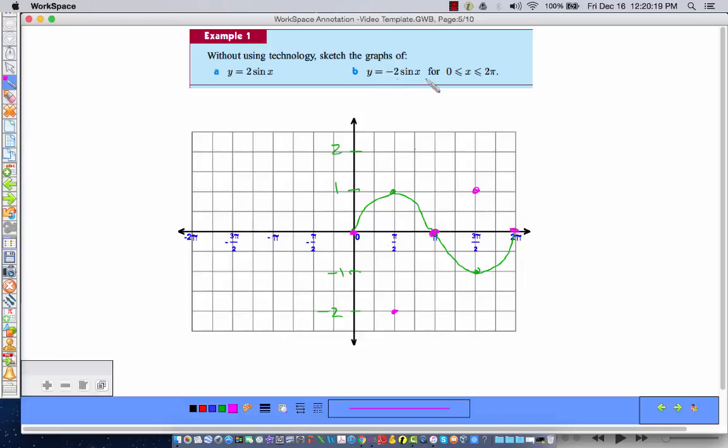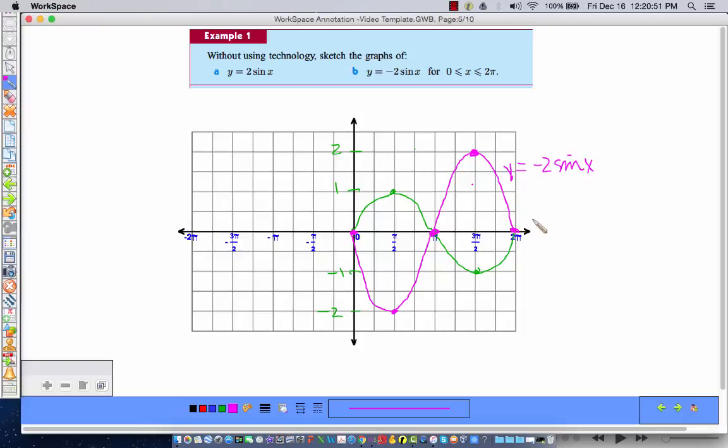We know that if we negate the entire function, it is mirrored in the x-axis, and then we're stretching it by a factor of 2. And so this becomes positive 2 up here. Sorry about that. So we stretch this by a factor of 2, and it looks like that. So this is y equals negative 2 sine x.